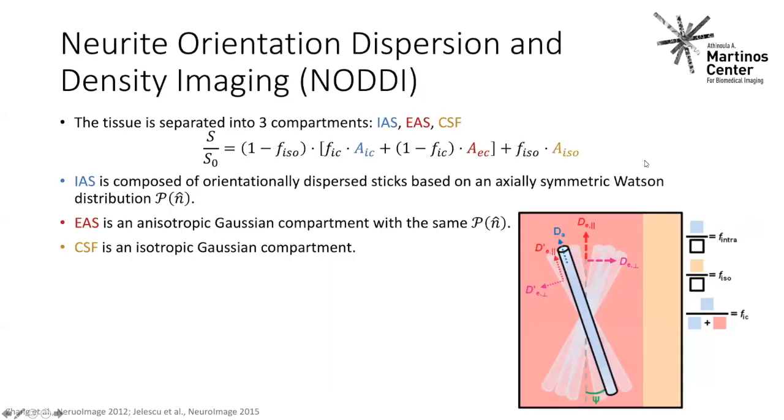And the last model I will introduce is neurite orientation dispersion and density imaging. It's called NODDI. Actually, a lot of people are using it. The tissue is separated into 3 compartments, including intra-axonal space, extra-axonal space, and CSF. The intra-axonal space is composed of orientationally dispersed sticks based on an axially symmetric Watson distribution. And extra-axonal space is an anisotropic Gaussian compartment with the same orientation distribution. And CSF is an isotropic Gaussian compartment.